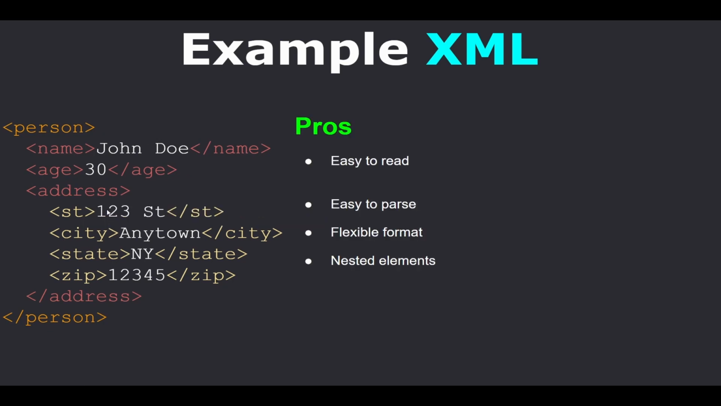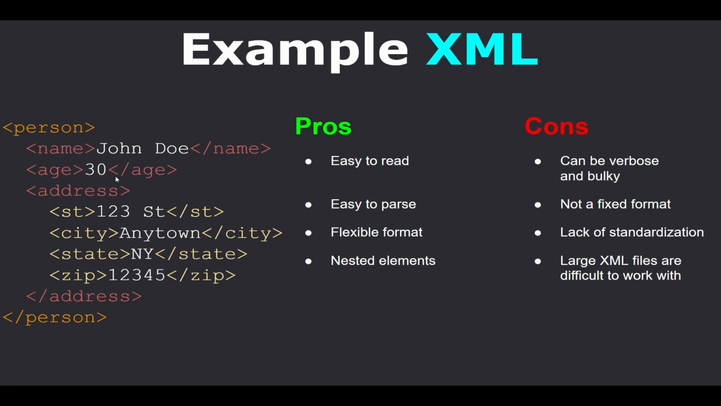Some of the pros of XML is it's easy to read, easy to parse, a flexible format, and it supports nested tags and elements. Some of the cons: it can be verbose and bulky, not a fixed format, lack of standardization, and large XML files are difficult to work with.